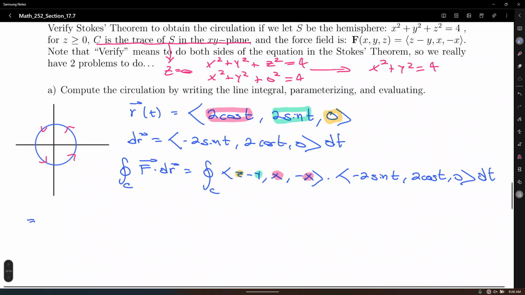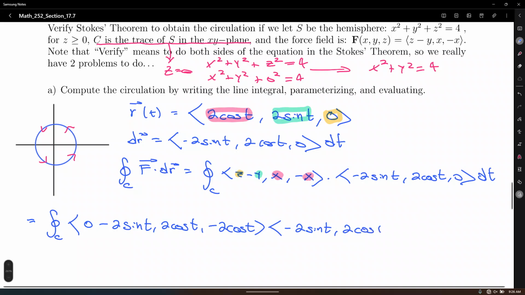So this will be the integral along the closed curve C of z, which is 0, minus y, which is 2 times sine t, comma x, which is 2 cosine t, comma negative x. Careful, that's negative 2 cosine t. And dot it with the dr differential we got from before, that is negative 2 sine t, 2 cosine t, 0 dt.